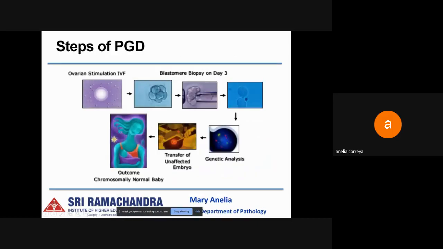So the steps are as follows. Initially, there is ovarian stimulation for the in vitro fertilization. And on the third day of blastomere formation, a cell is taken, subjected to genetic analysis, and the unaffected embryo is then transferred to the mother.